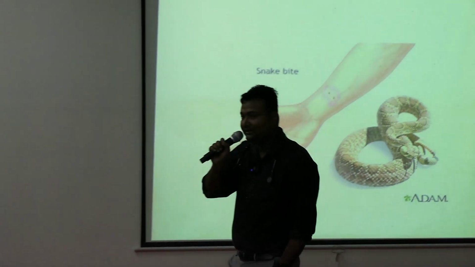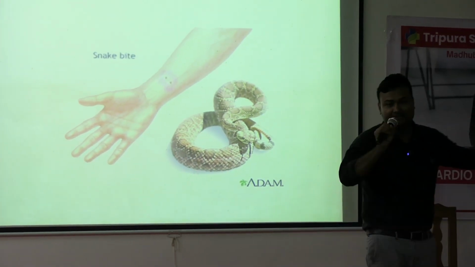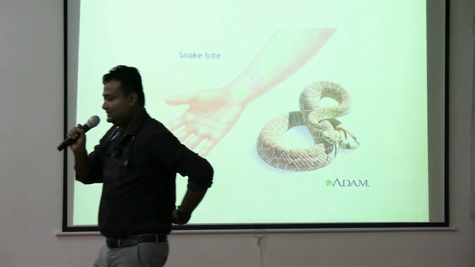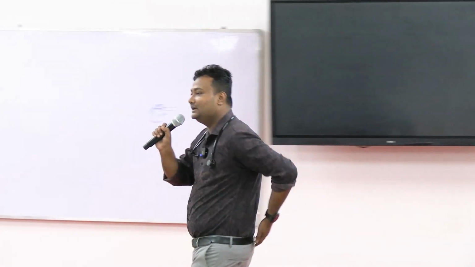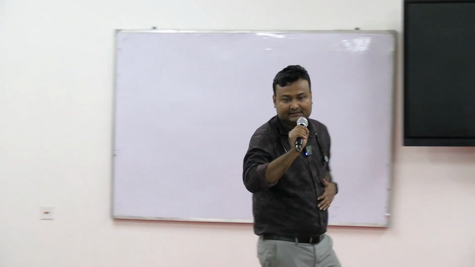Next is snake bite. First aid for a snake bite patient. In a snake bite, there are two bite marks. These are called fang marks. Usually 90-95% of snakes are non-poisonous. Only 5 to 10% of snakes are poisonous in India.